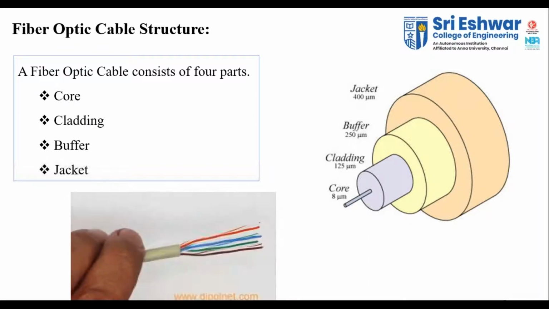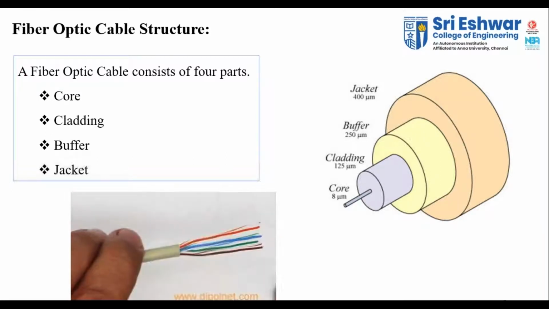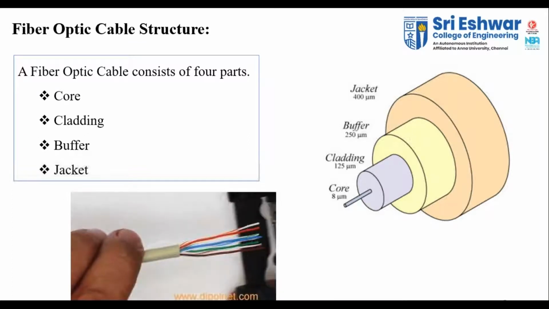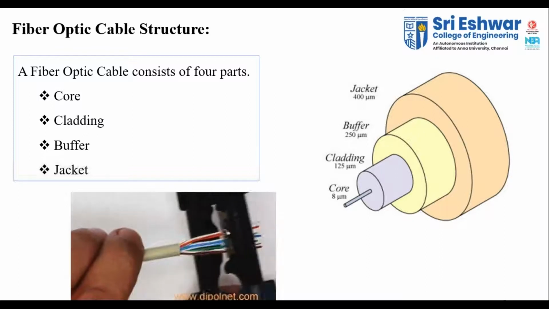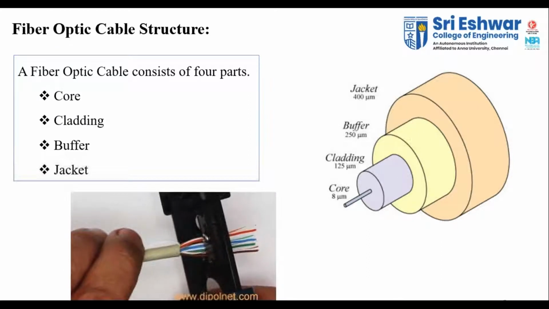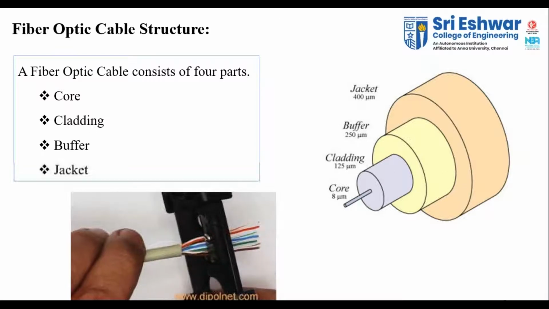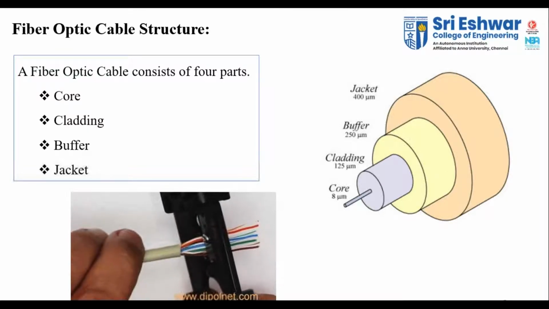So try to understand the inner part is the core, the second part is the cladding. Normally your optical pulses are transferred through which part? Core. Through core only we transfer. The second layer is the cladding. So even though it enters into the cladding, it is reflected. Next we will discuss the reflection law, reflection, refraction.